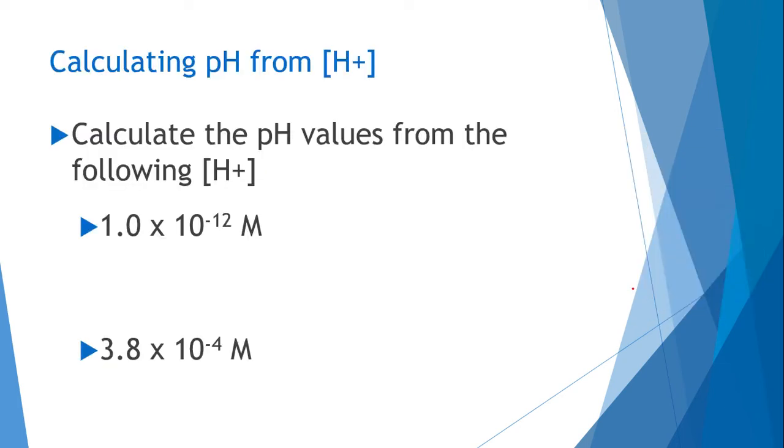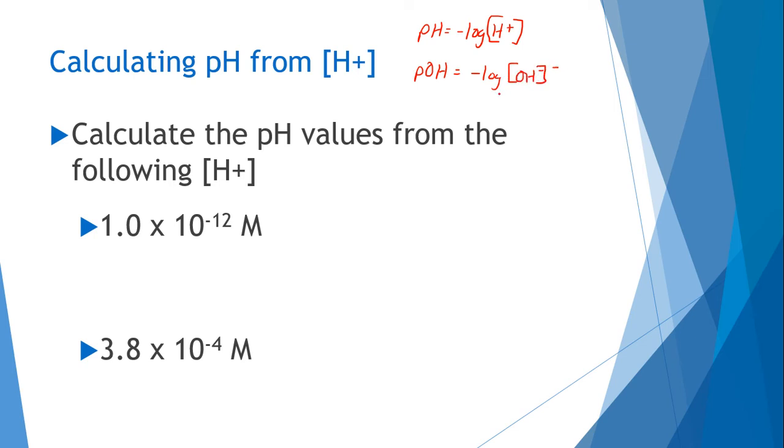So let's do a couple things. First, we're going to calculate pH from our H plus concentration. So this is going to bring about 2 equations that we've learned. Remember, pH equals the negative log of my H plus concentration. Also, I want you to remember pOH is equal to the negative log of your OH concentration.